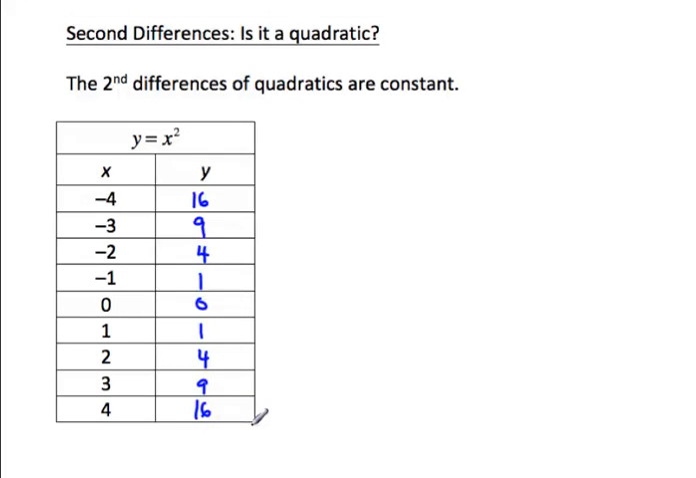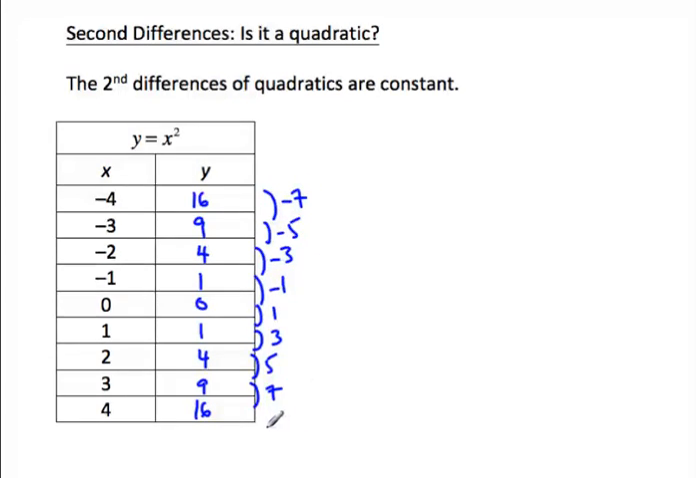Now, to get the first differences, I'm going to subtract one y value from the one next to it. I'm going to work up from the bottom here, but really you could do it either way. So 16 minus 9 is 7, 9 minus 4 is 5, then I get 3, 1, 0 minus 1 is -1, -3, 4 minus 9 is -5, 9 minus 16 is -7.